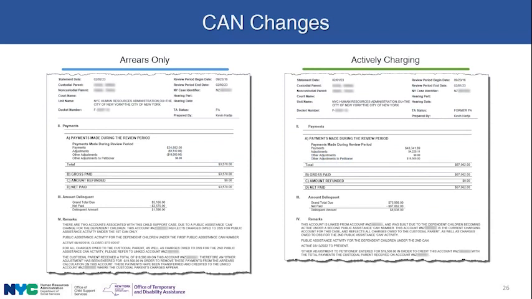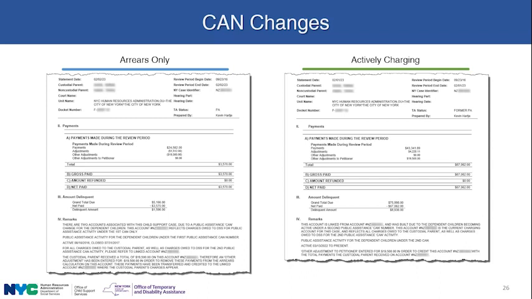Okay, the first scenario is a CAN change. A CAN is a unique temporary assistance case number that's assigned to a family when they receive assistance. For our unit, this number is important because each CAN number tracks the temporary assistance benefits received by the custodial parent that should be reimbursed by the non-custodial parent's payments received on the account.